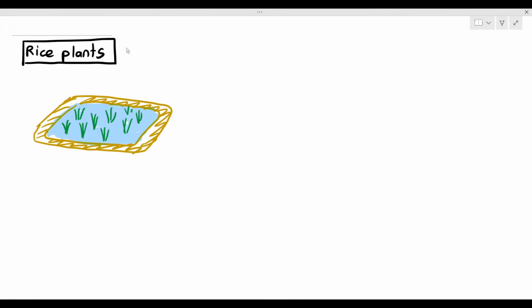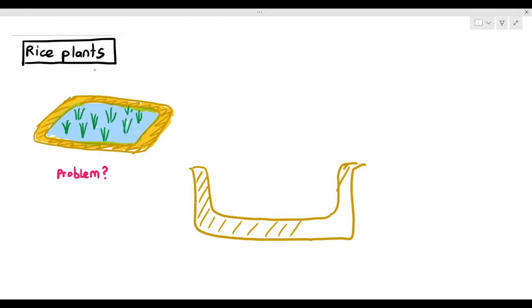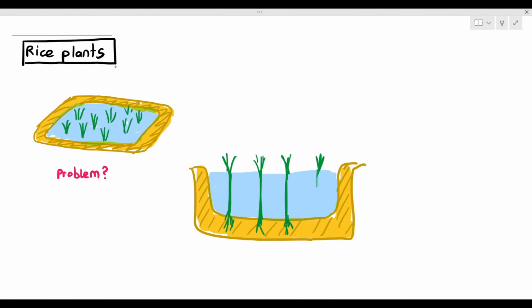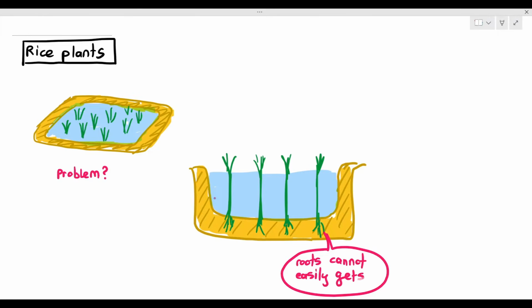I'll explain. You see, if you've been to paddy fields and such, you will notice that when we grow rice plants, they have to be not fully submerged in water, but partially submerged inside the water. That's just the way the plants grow, as I'm drawing over here. And so what seems to be the problem, right? So you can see that most parts of the plant, the stem and the roots, are submerged inside the water. So what seems to be the problem in this case?